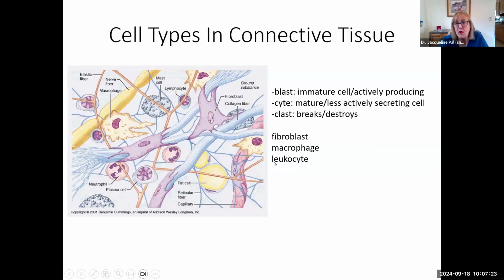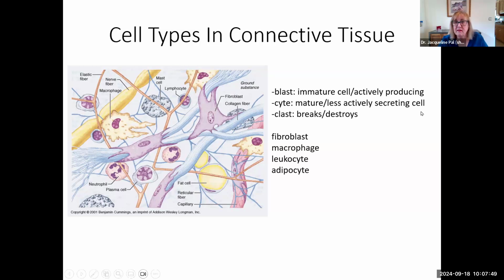Leukocyte, leuko means white. These are your white blood cells. Later on, we'll learn the names of your white blood cells, but for now, we've got white blood cells in our connective tissue. Why? In case you get some bacteria, you cut yourself. They can sit there and they can start an immune response. Okay.